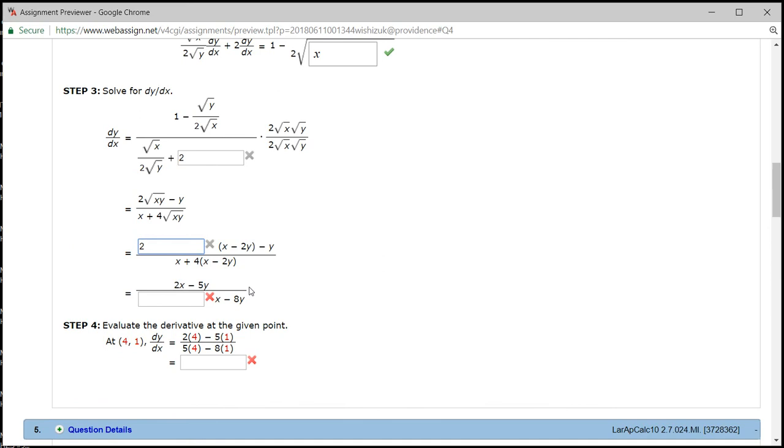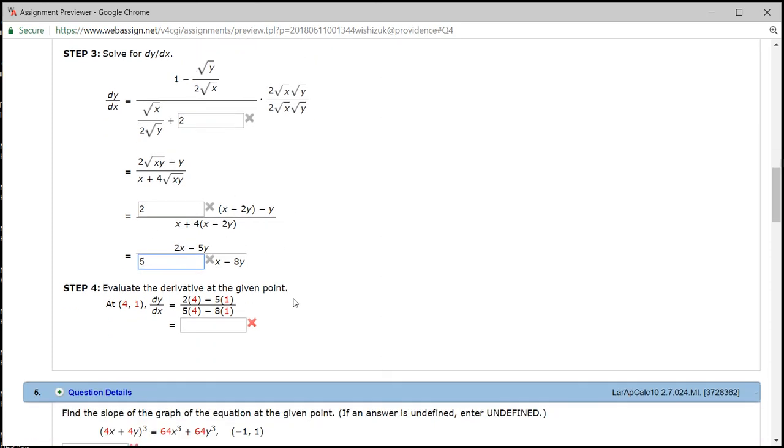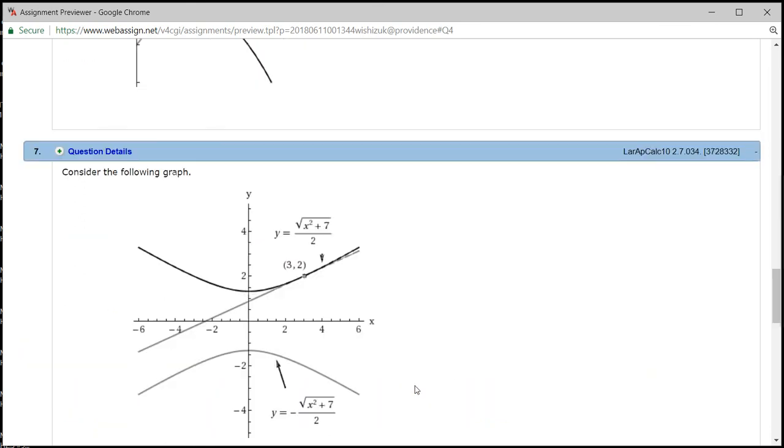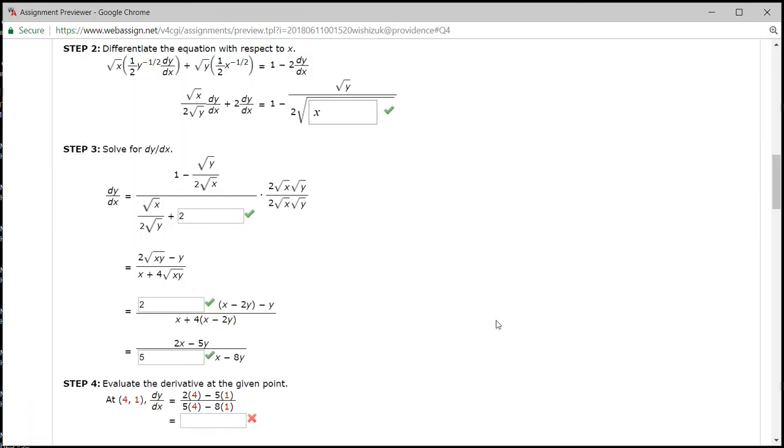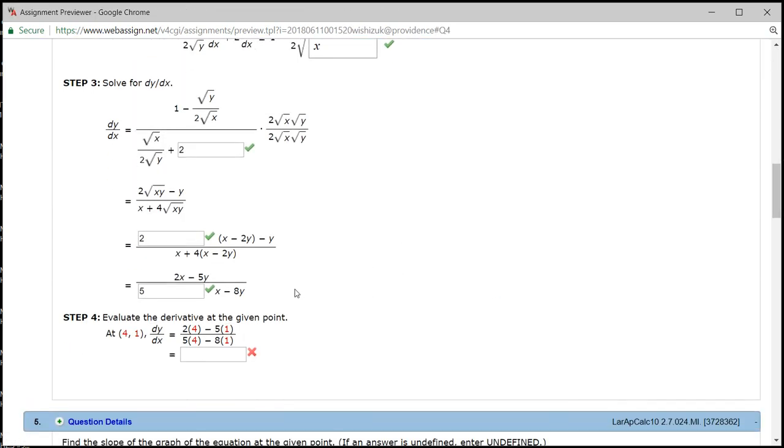So we have that, and then combine this x and the 4x together. This is going to be 5x and minus 8y. If you combine that, you're going to get 2x minus 5y. That's step 3. Let's go ahead and check the answer first. Submit for testing. It came back and looks like we got step 3 correctly.